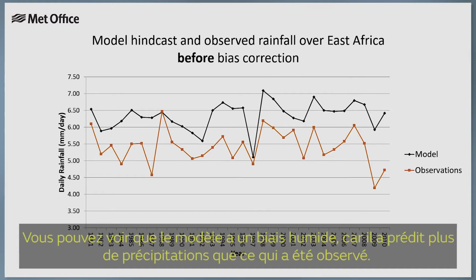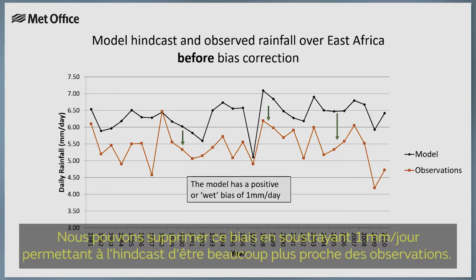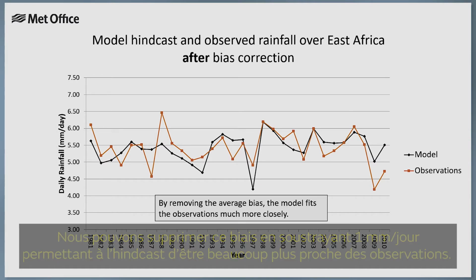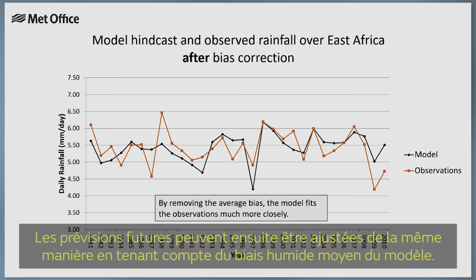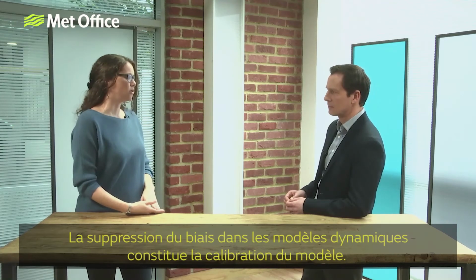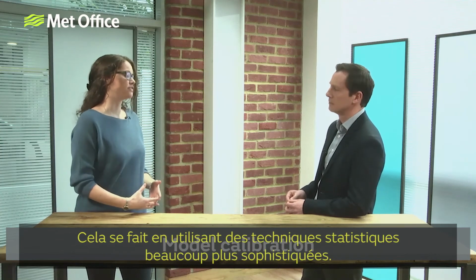You can see the model has a wet bias, as it has predicted more rainfall than was observed. The average bias over this period is calculated to be about 1 millimeter per day from all points. We can remove this bias by subtracting 1 millimeter per day, and then the hindcast fits the observations much more closely. Future forecasts can then be adjusted in the same way, accounting for the model's average wet bias. So removing the bias in dynamical models is known as model calibration, and this is done using much more sophisticated statistical techniques.